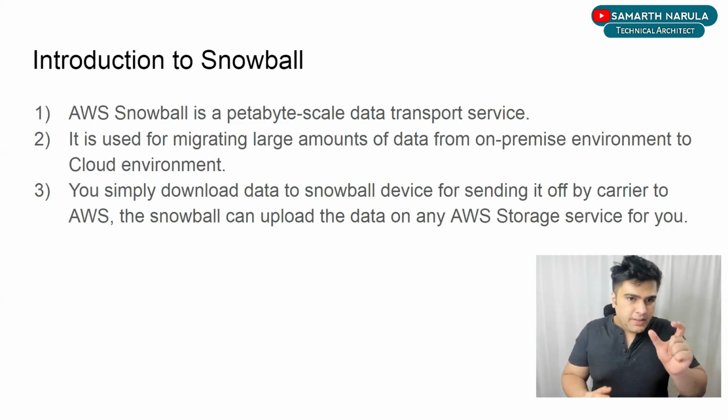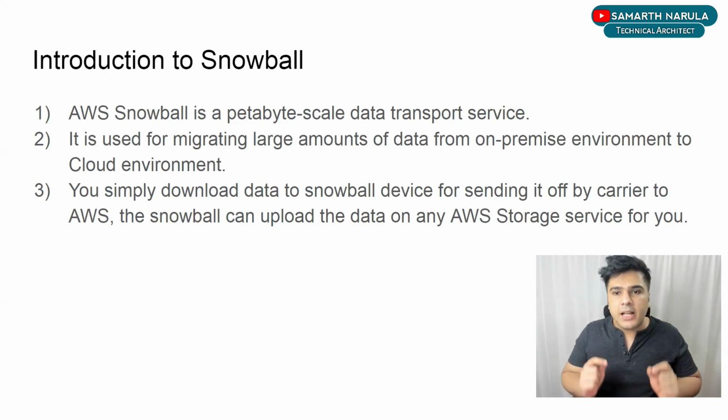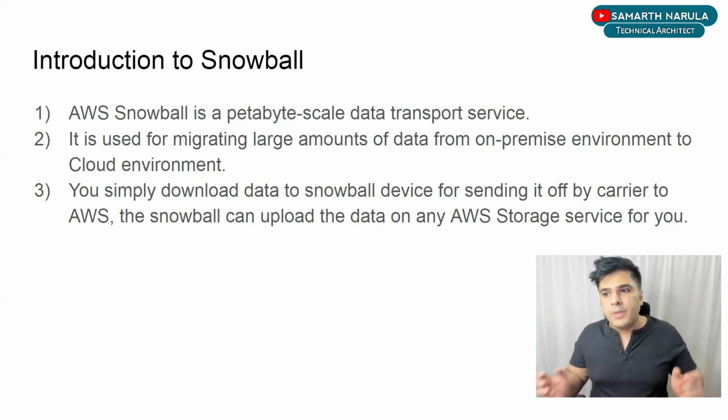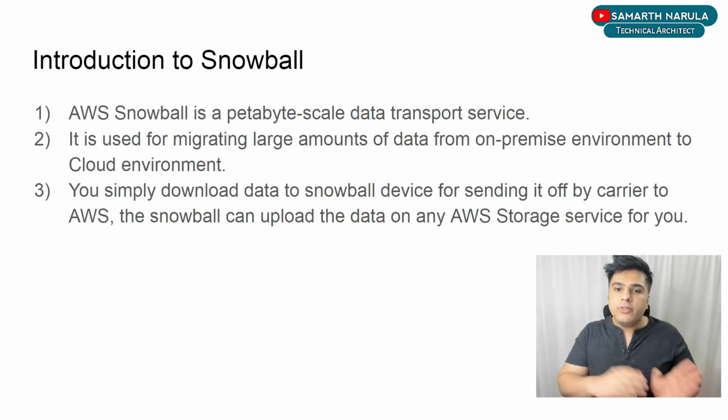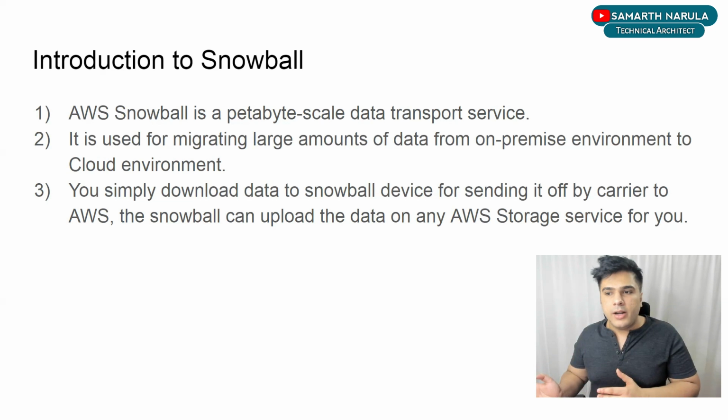So Snowball, basically this hardware Snowball device is a petabyte scale data transport service. It is used for migrating large amounts of data from on-premise environment to cloud environment. You simply download data to the Snowball device for sending it off by courier to AWS. So basically you rent this Snowball device from AWS, you store data into it, and you send it back to the AWS team. They will upload the data onto the cloud storage on your behalf. Basically, you'll send them the device and they'll upload that data on your behalf. So you don't have to worry about how will I migrate this data.